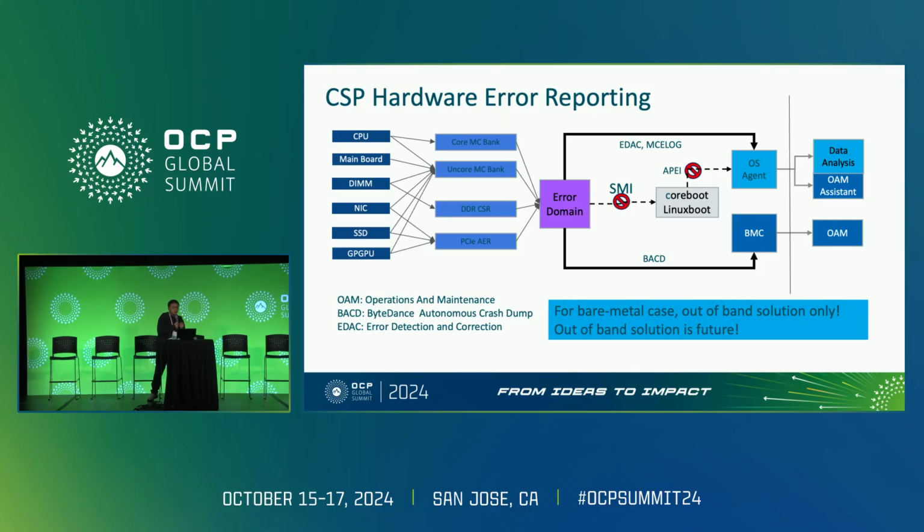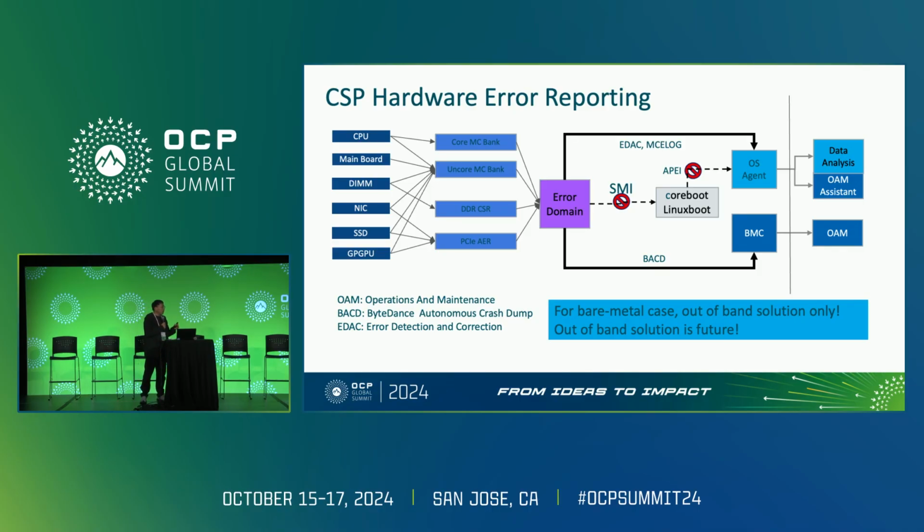We have core MCA banks for the CPU cores. We have uncore MCA banks for some mesh kind of things, PCU kind of things. We have DDR for the DDRs, and for the PCIes. We have the DDR CSRs for more error information for the DIMMs. We have PCIe AERs for more error information for the PCIe devices.